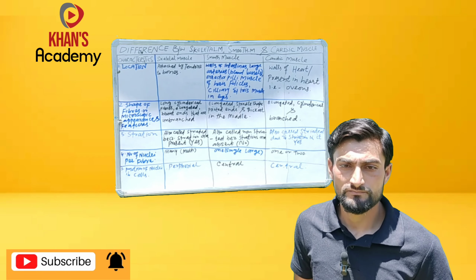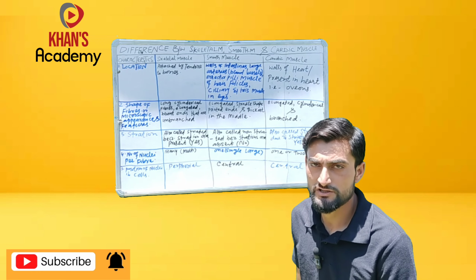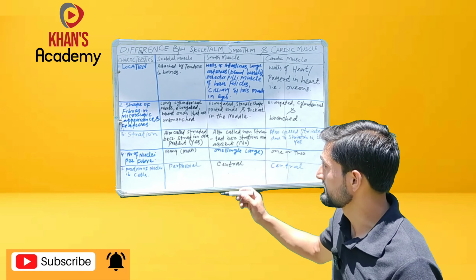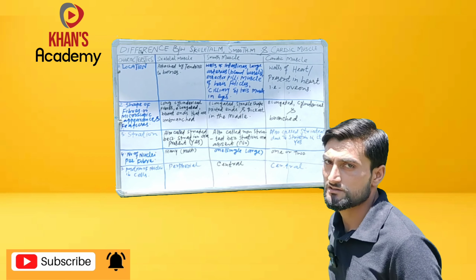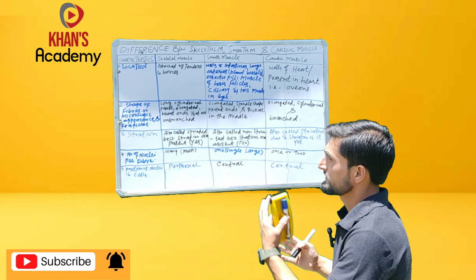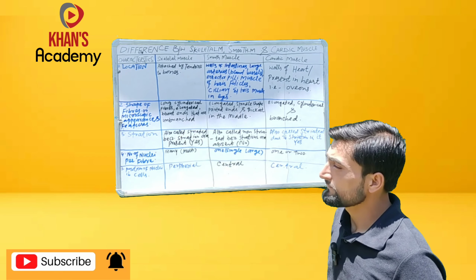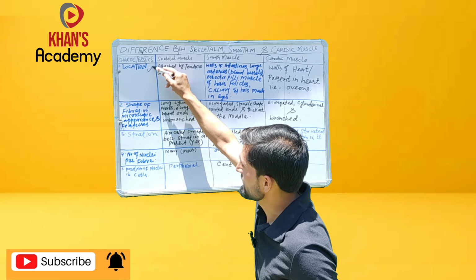In this lecture, we will discuss the comparison of three types of muscle tissues, or the difference between skeletal muscle, smooth muscle, and cardiac muscle. All these types will be differentiated in this lecture. On the left, we will see the characteristic features of these muscles.